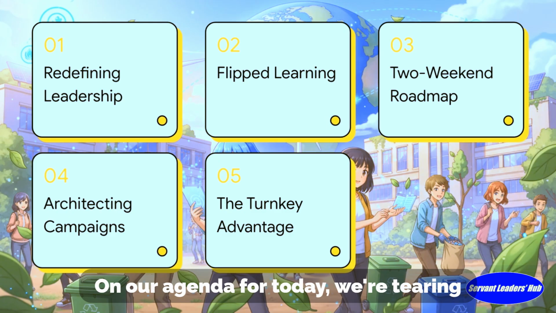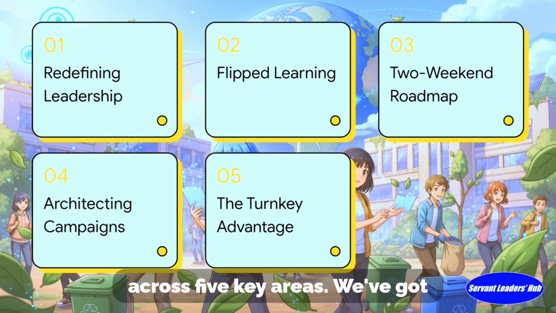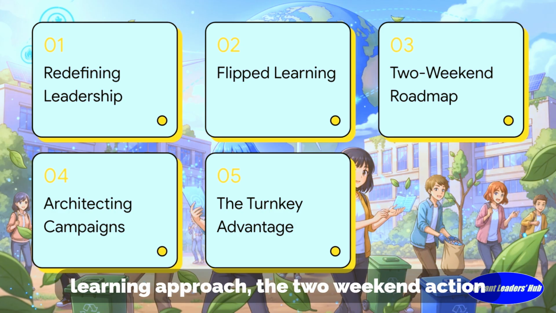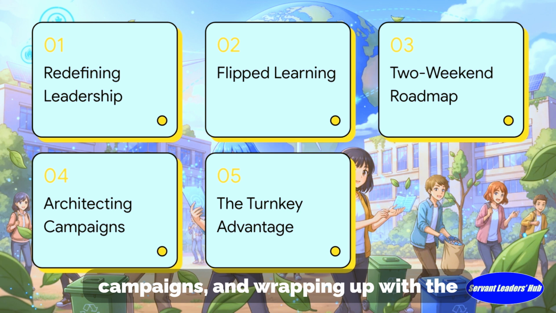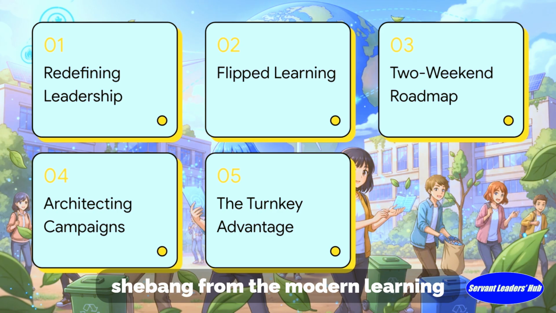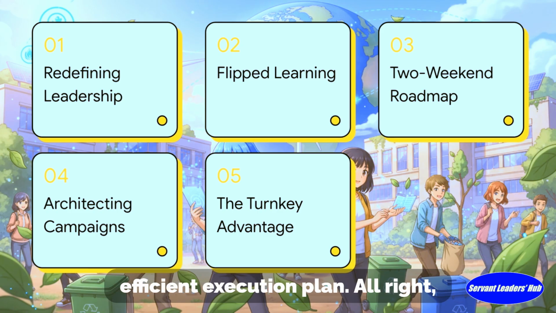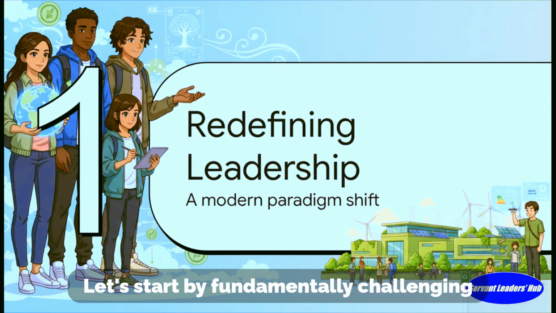On our agenda for today, we're tearing down the mechanics of this blueprint across 5 key areas. We've got redefining campus leadership, the flipped learning approach, the 2-weekend action roadmap, architecting eco-friendly campaigns, and wrapping up with the turnkey advantage. We'll cover the whole shebang, from the modern learning methodology right down to its incredibly efficient execution plan. All right, Section 1, redefining campus leadership.